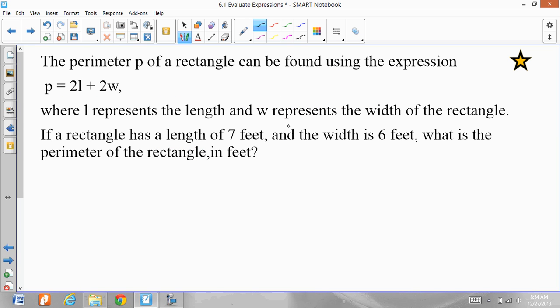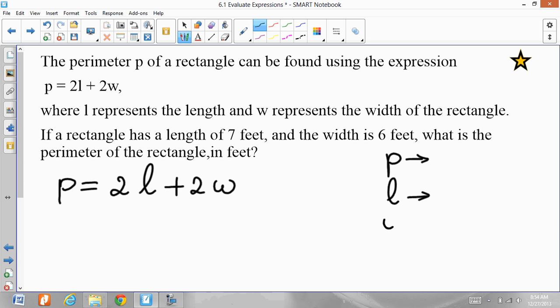Okay, this is the type of question that will be on your FCAT. Pause the video, read the question, understand the question, and let's begin together. So now the perimeter P can be found using the expression. So once again, try and understand that your starting point is the expression or the equation. So once you start from the expression, now you need to find out what these letters stand for. So I need to go and find what P is, what L is, what W is.